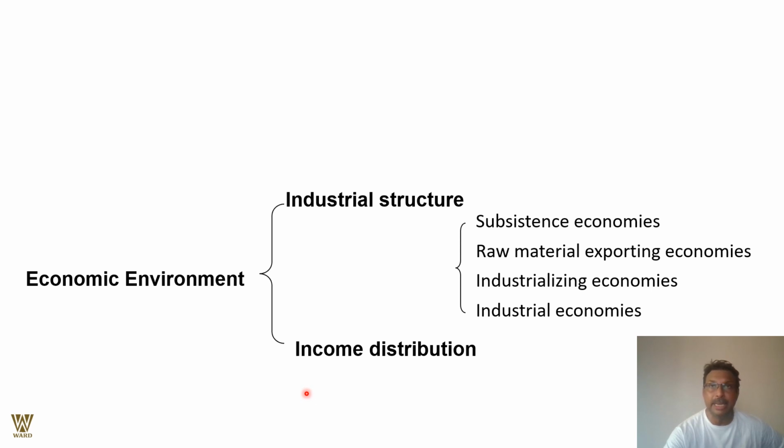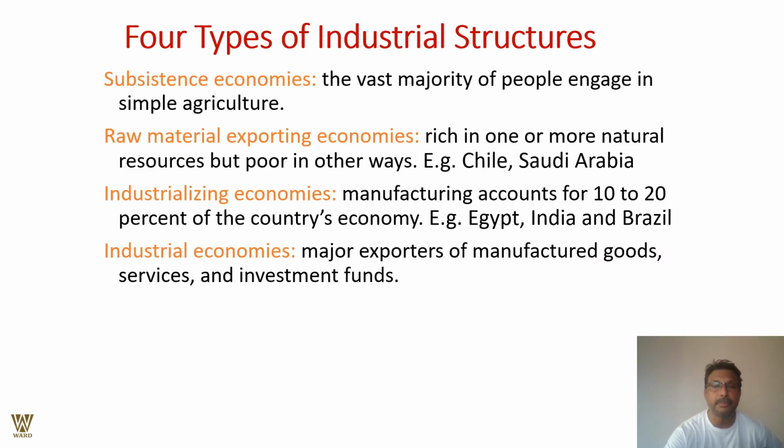So the retail sector, end consumers who have much more disposable income. What are the industrial structures: where technology is present, where high-skilled labor is abundant, where low skill, or should I say low wages, are persistent. So we're talking about subsistence economies, raw material exporting economies, industrializing economies, and industrial economies. Four types of industrial structures.